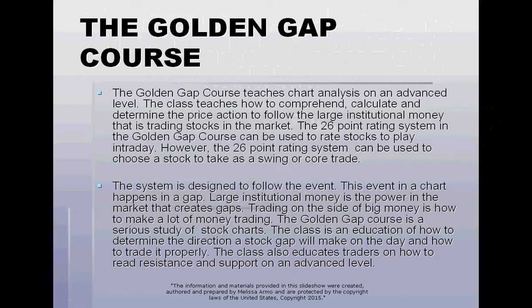The system is designed to follow the event. This event in a chart happens at a gap. Large institutional money is the power in the market, and that creates the gaps. That's what's driving the market higher, for example. The market's being bought. Trading on the side of big money is how to make a lot of money trading. And I don't know what your goals are, if you want to make a little bit or a lot, but obviously if someone said to you, you could make a lot of money trading, wouldn't you choose that? You would. So, honestly, everyone wants to make a lot of money in the market.